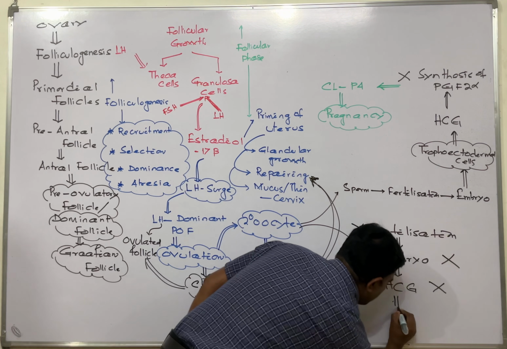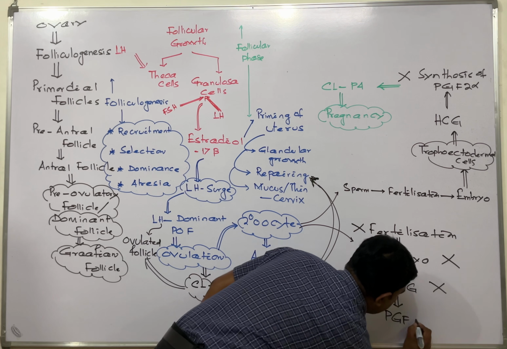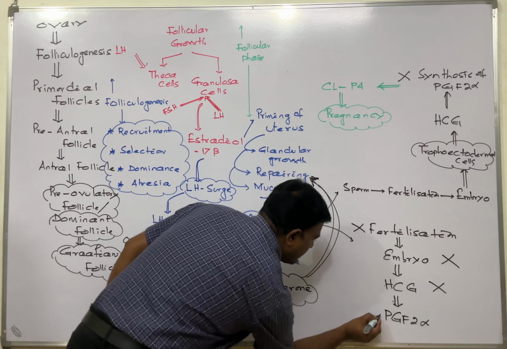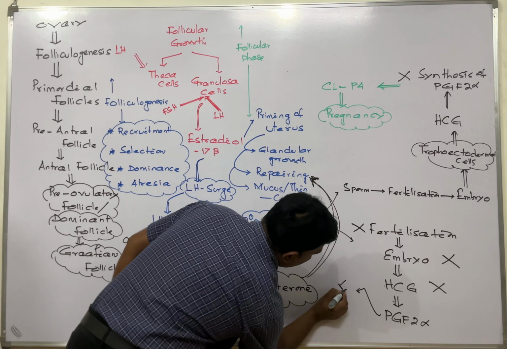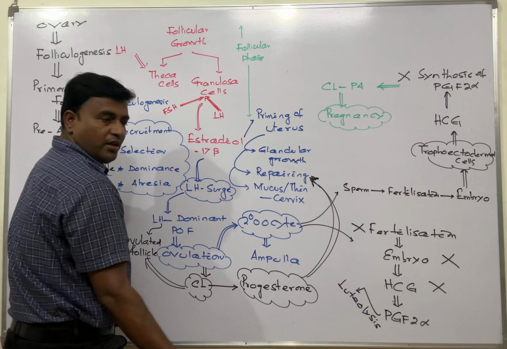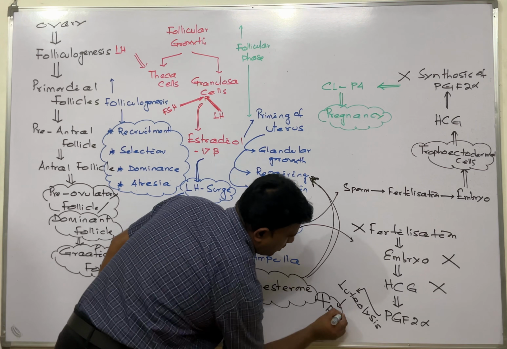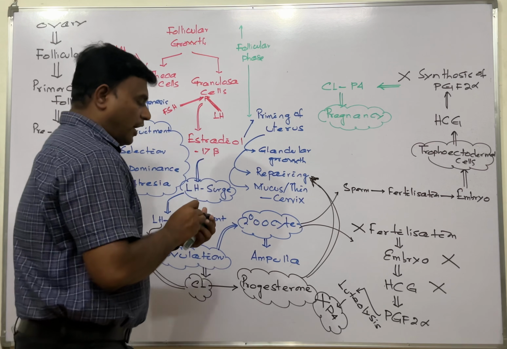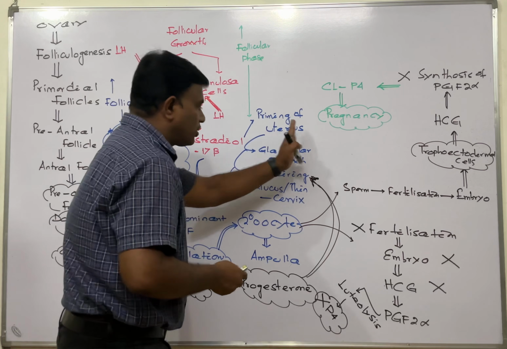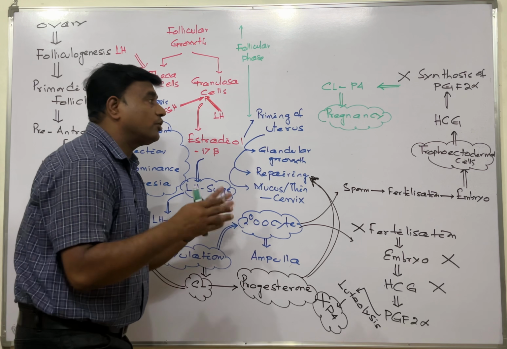It means that without HCG, it will cause the secretion of PGF2 alpha. And once PGF2 alpha is there, it will cause luteolysis. That means the regression of the corpus luteum. And once luteolysis is there, the progesterone is gone. That is the master point. And once progesterone is gone, there is no pregnancy.